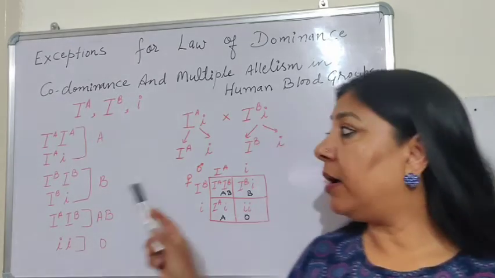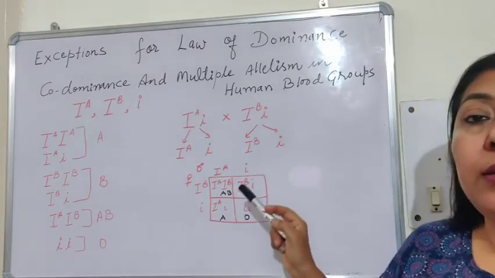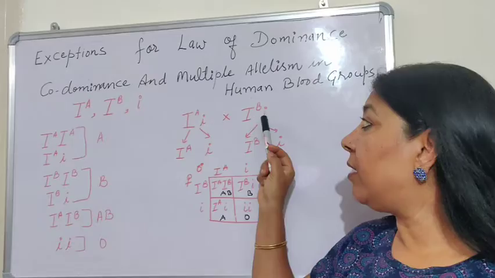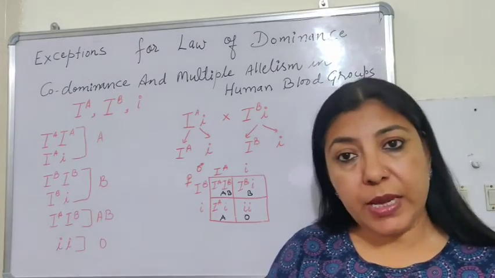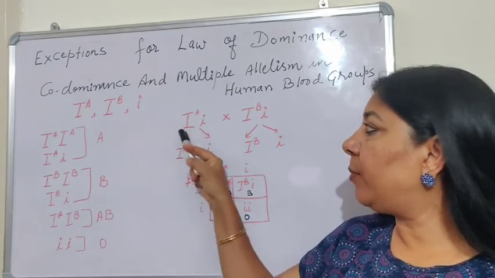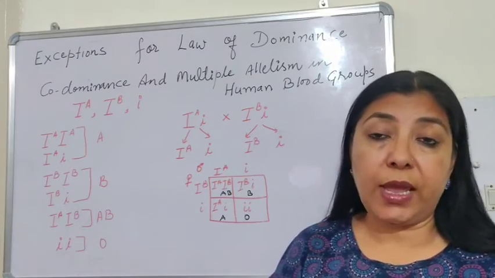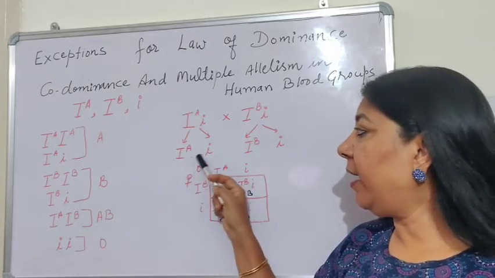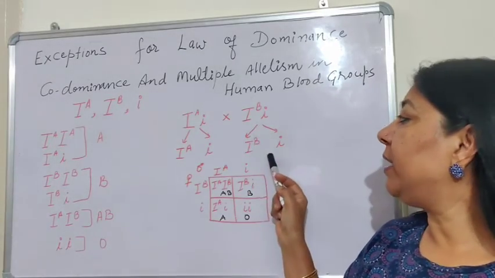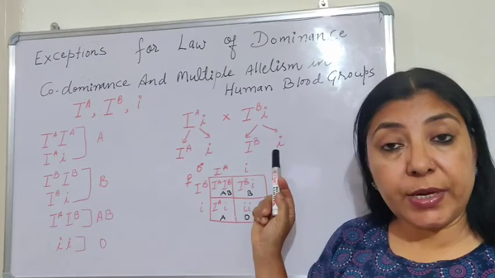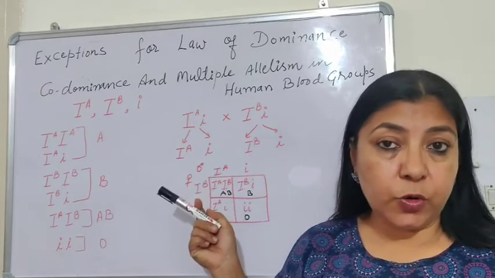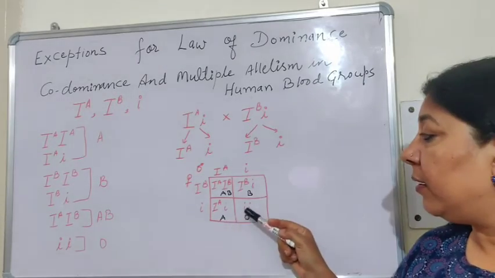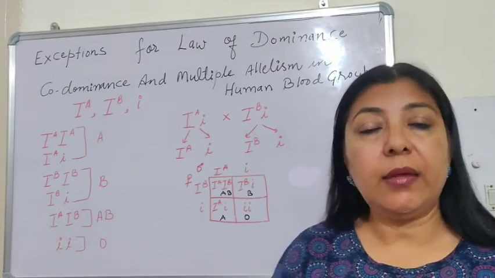Okay, so let's take this example. Suppose a person having blood group A marries a person having blood group B. So this person, suppose, is heterozygous for blood group A, then there will be two types of gametes produced, IA and small i. Likewise, in this case also there will be two types of gametes produced, IB and small i. And if you see the Punnett square, four combinations can be produced.